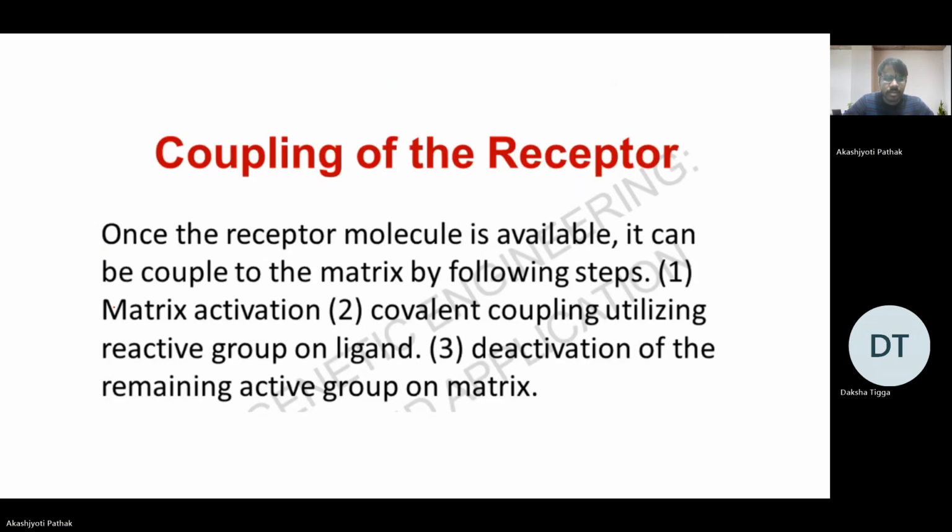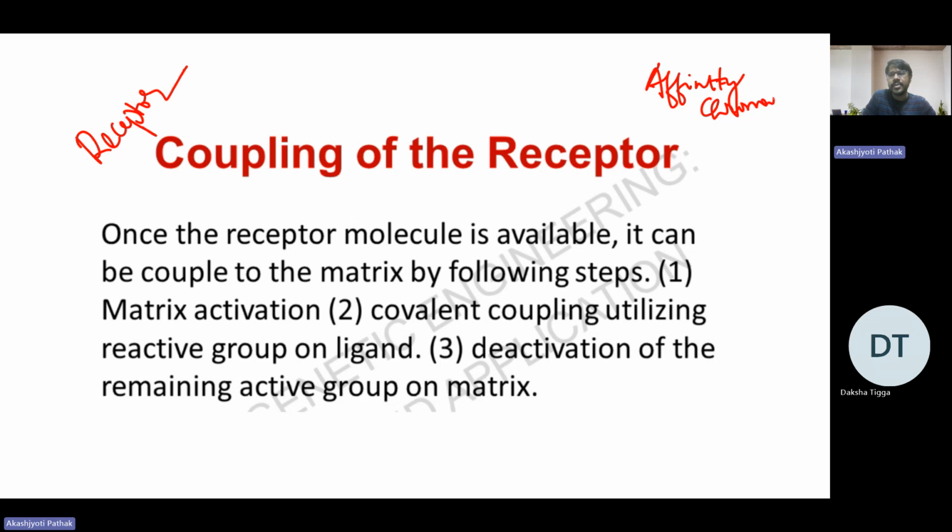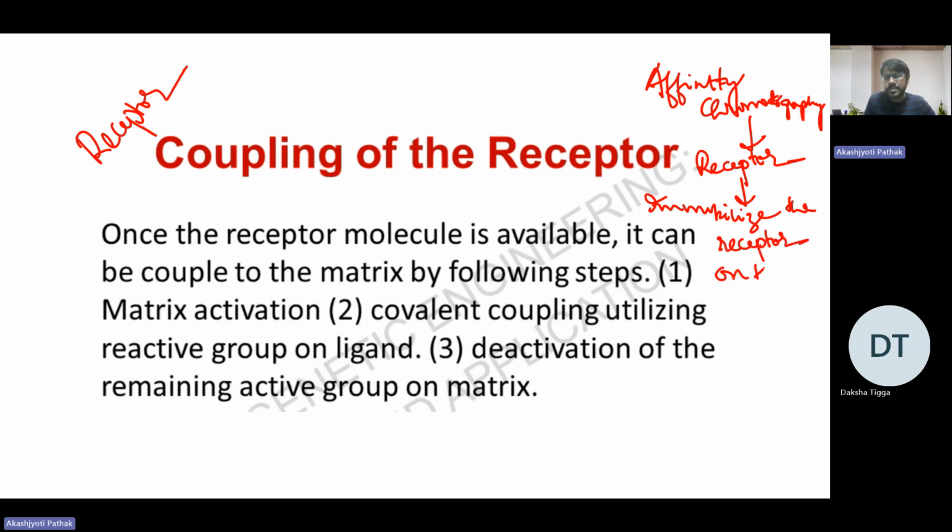Okay. So, coupling of the receptor. Once you have got the receptor, for affinity chromatography, first of all, you need a receptor. Your receptor can be anything; we discussed all the different receptors that are present in affinity chromatography. The next step could be what? Once you have the receptor, you have to immobilize the receptor on the matrix. So how will you immobilize the receptor on the matrix?